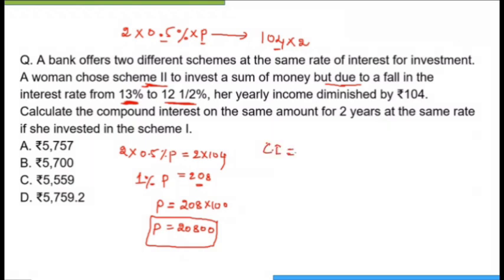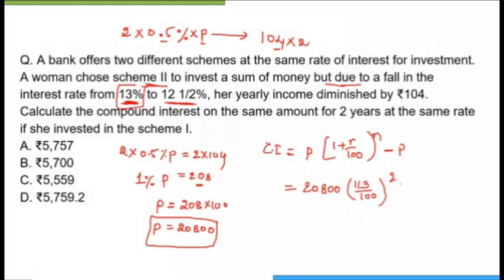Remember, amount is P of 1 plus R by 100 whole power of n, minus the principal. What is the rate of interest? That is 13%. 1 plus 13 by 100, you will take it as 113 by 100. That is for how many years? 2 years, minus principal is 20800. Now you can go with the calculation part. You can take 1.13 whole square, into 20800, minus 20800. That would give the compound interest.